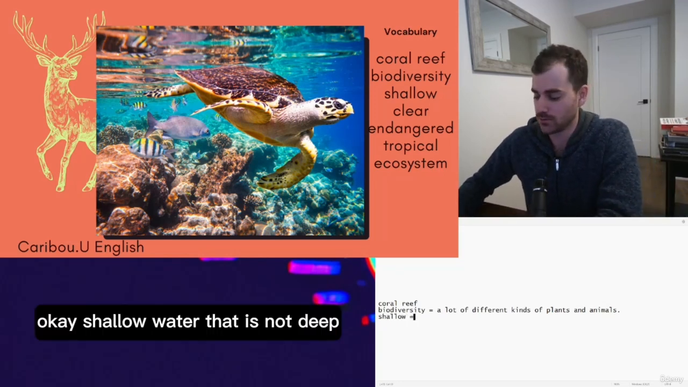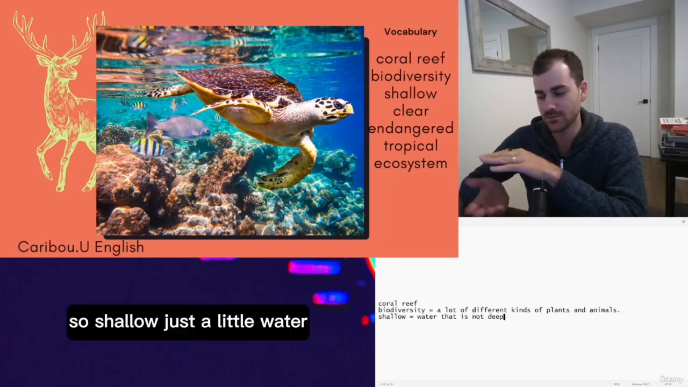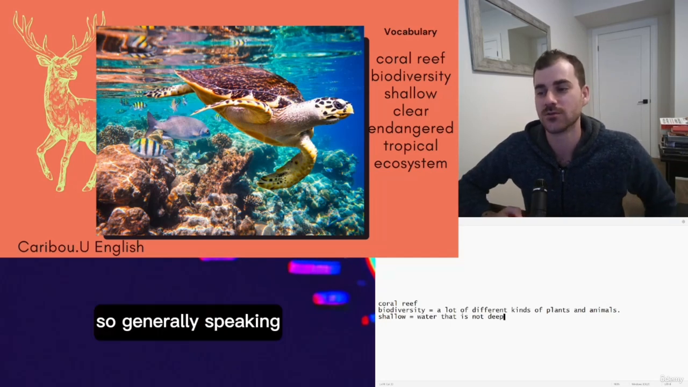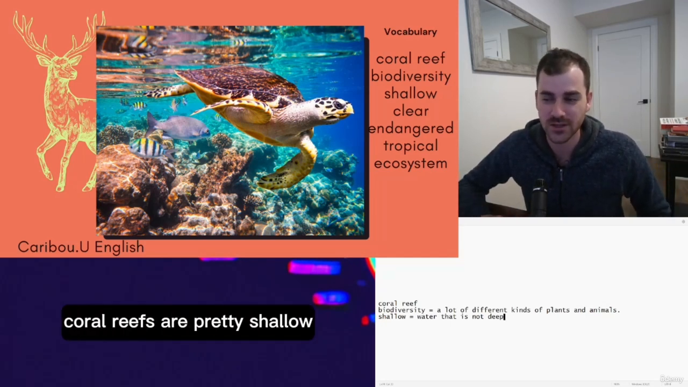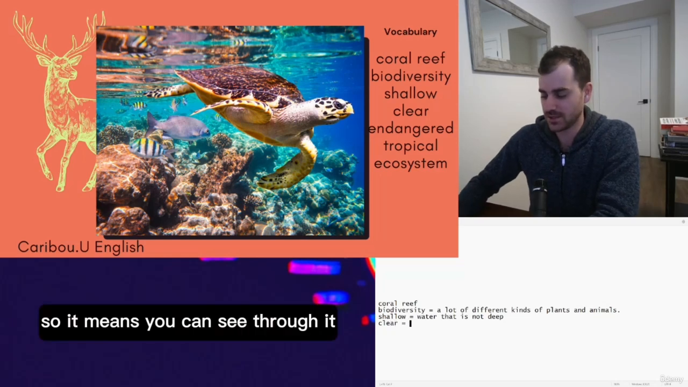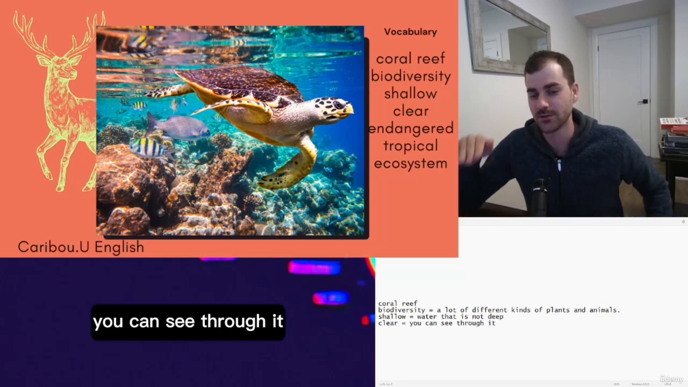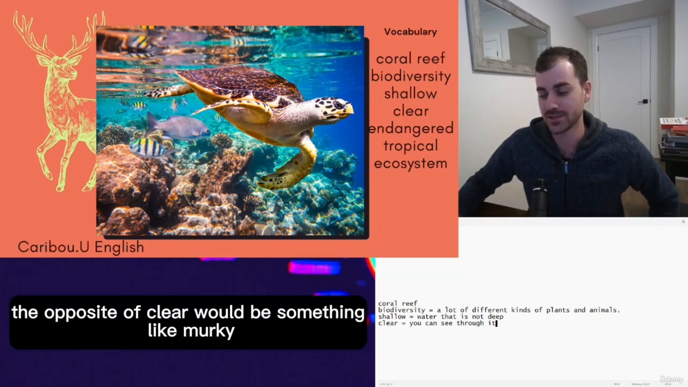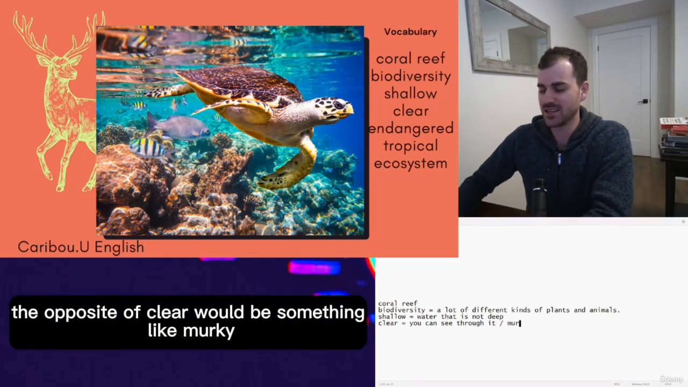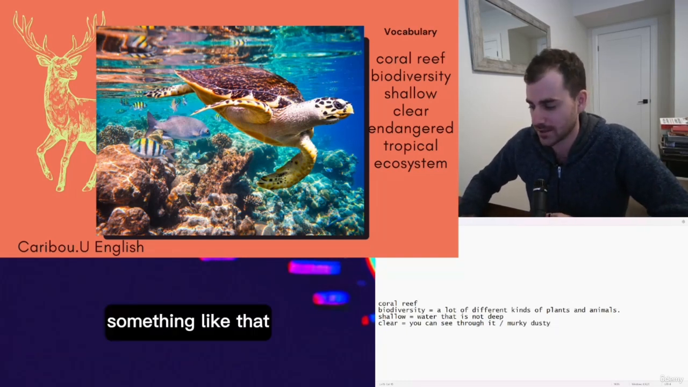Okay, shallow. Water that is not deep. So shallow, just a little water. So generally speaking, coral reefs are pretty shallow and they're also clear. So it means you can see through it. So the water is clear. You can see through it. The opposite of clear would be something like murky or maybe dusty, something like that.